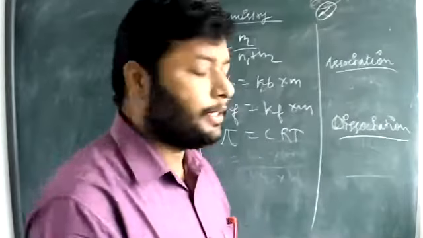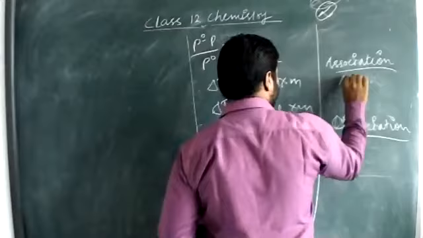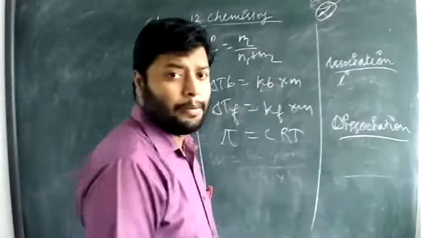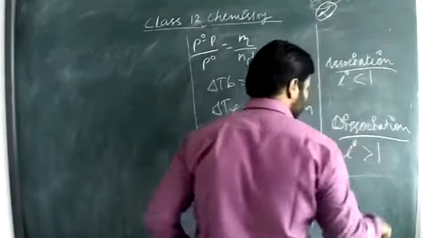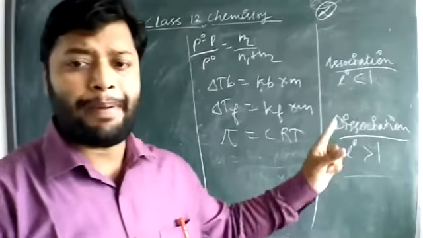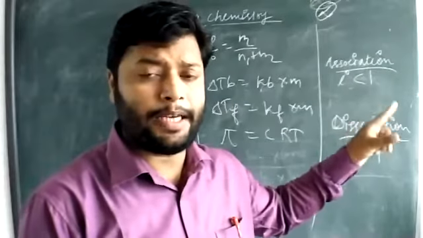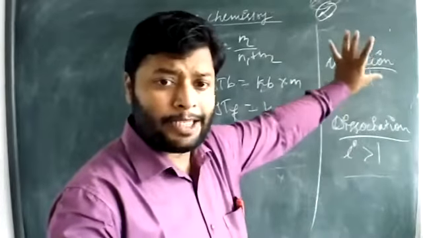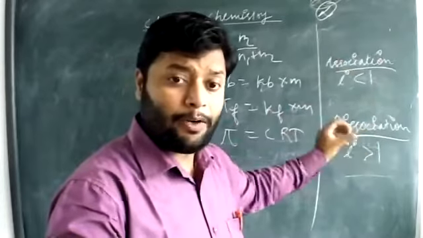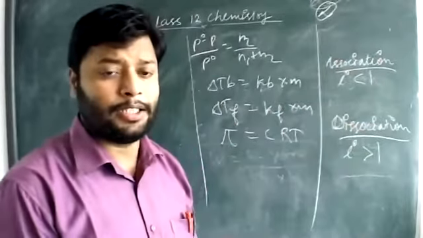First you have to learn that for association, the Van't Hoff factor must be smaller than 1. On the basis of the value of i, you can guess whether there will be association or dissociation. i smaller than 1 means association. i greater than 1 means dissociation.